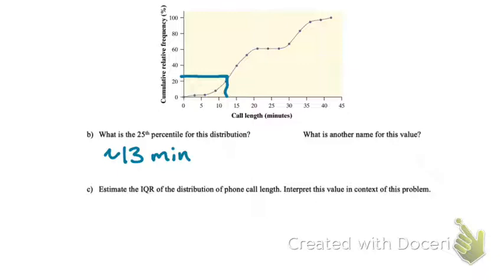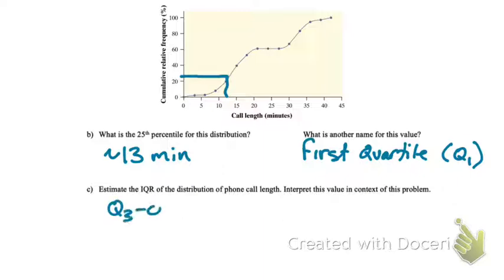What is another name for the 25th percentile? The first quartile, quartile 1. So that means that you guys just found Q1. I now want you to find the IQR. How do you find the IQR? Find Q3 and subtract Q1. Q3 minus Q1. And how do you find Q3? It's the 75th percentile. Yeah, 33.